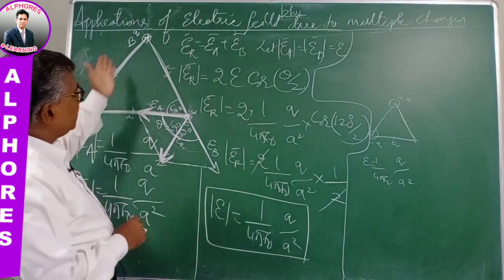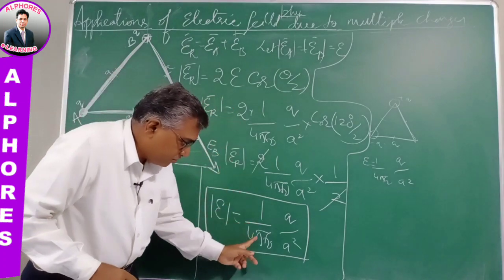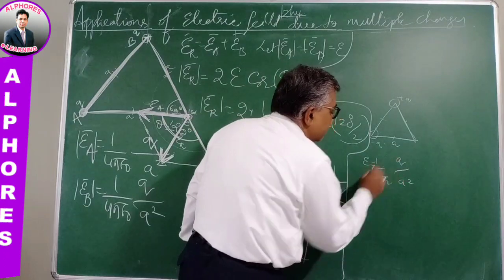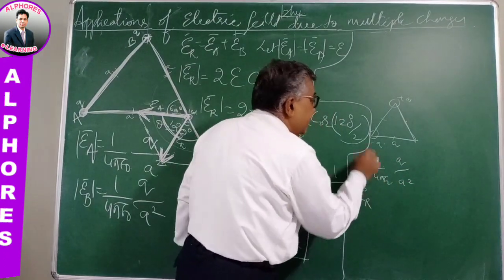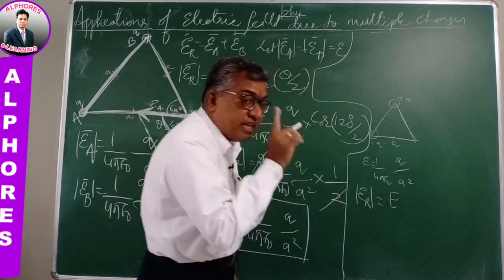When there are two equal and unlike charges, the resultant electric field at this point is again 1 by 4 pi epsilon q by a square. Same 1 by 4 pi epsilon q by a square. So the resultant field, even if there are two charges, is the same as the field due to an individual charge.